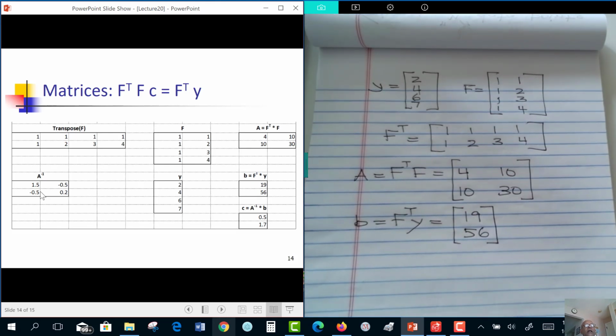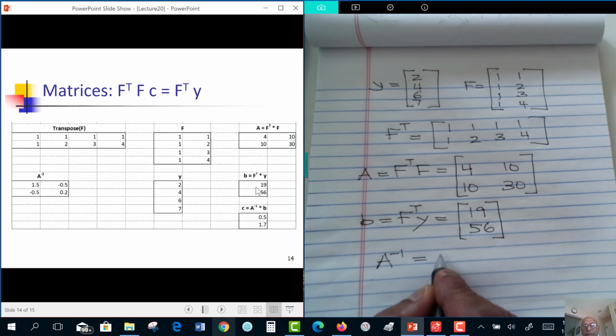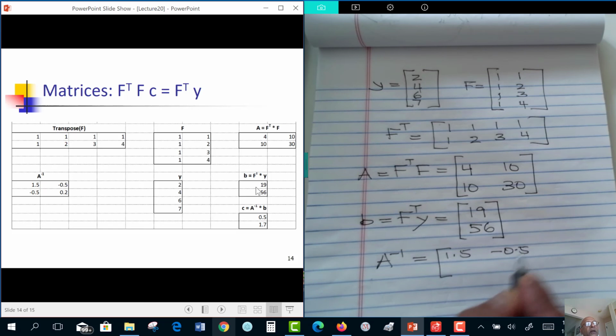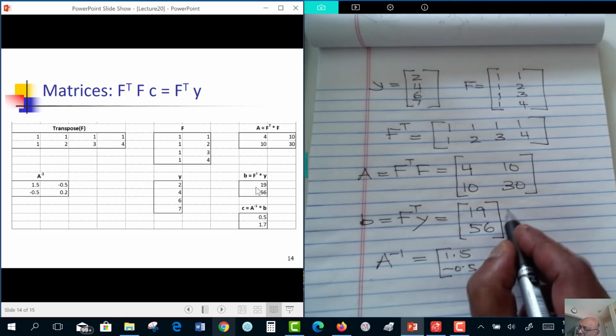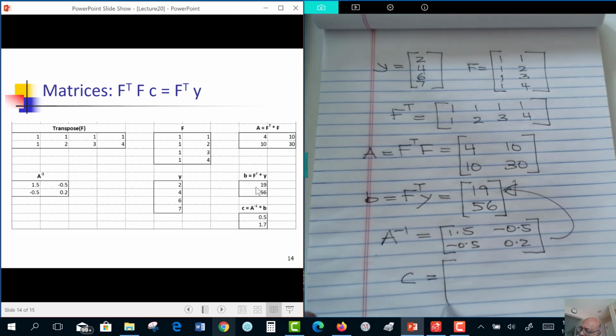So if we are using a spreadsheet, we can take A inverse like I have done here. Then A inverse times B, we'll get C. So we get A inverse using the spreadsheet: 1.5, minus 0.5, minus 0.5, 0.2. And we multiply B by it. So multiply this, we will get C, which is 0.5 and 1.7.